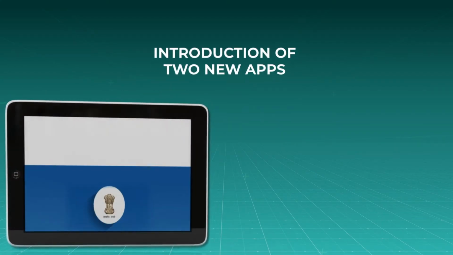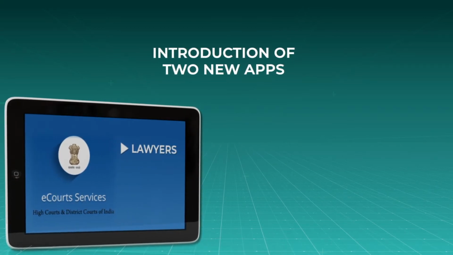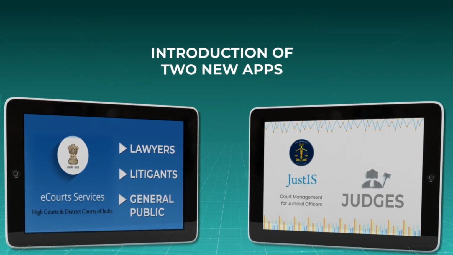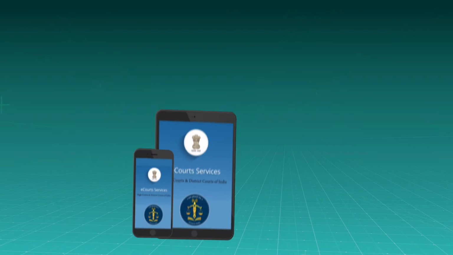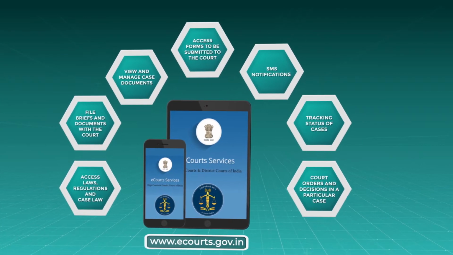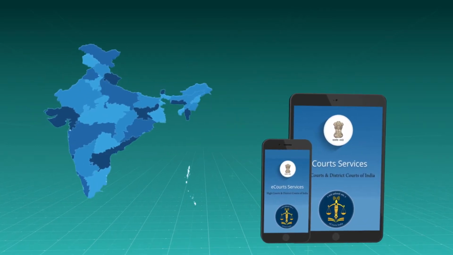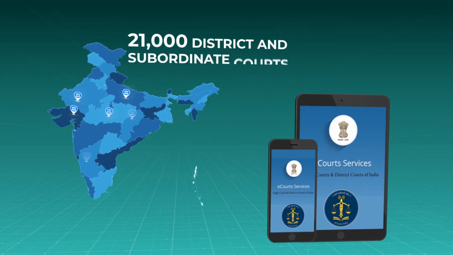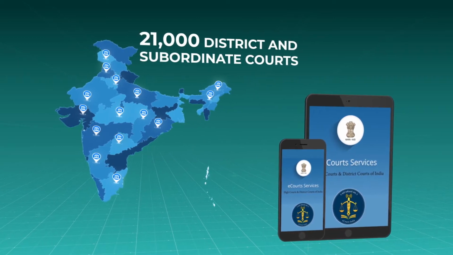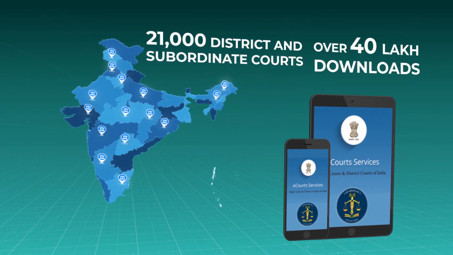Two new apps have been created: the e-Courts Services app for lawyers, litigants, and the general public, and the Justice app for judges. The e-Courts Services app and the website ecourts.gov.in provide 7 services. The e-Courts Services app is now in use in over 21,000 district and subordinate courts across the country. There have been over 40 lakh downloads of these apps.